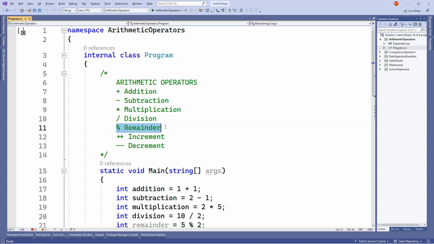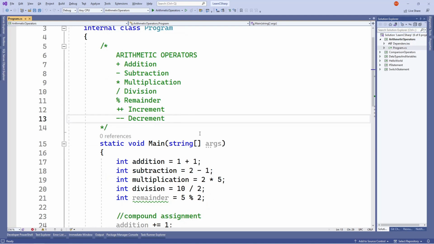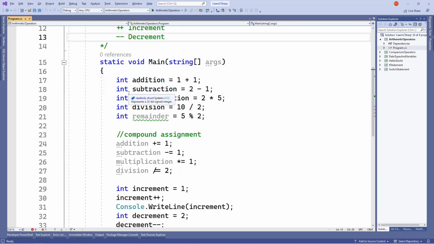We have the remainder operator. Remainder is like a division, but instead of giving you the result of the division, you are given the remainder of the division. Okay, and then we have the increment and then the decrement. Okay, so now let's look at some code examples.